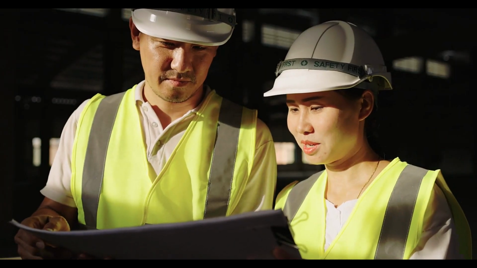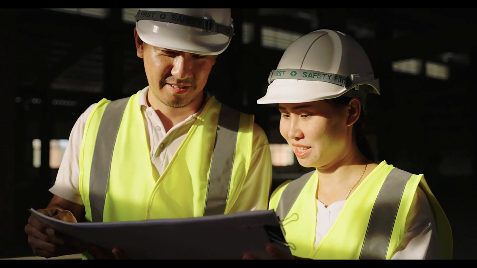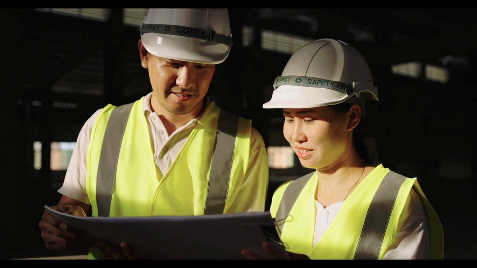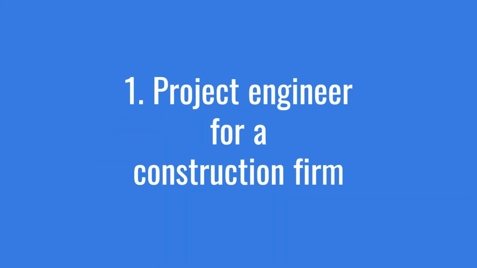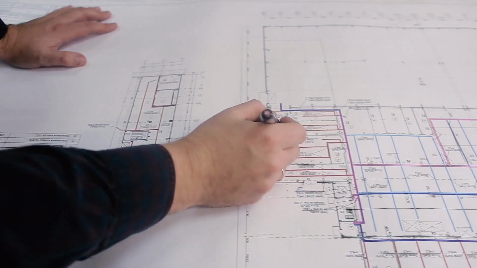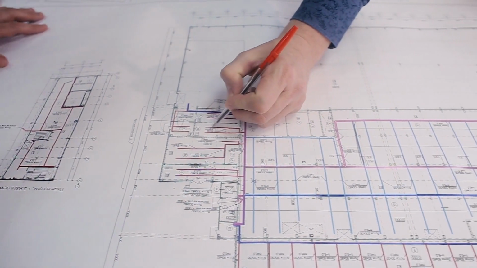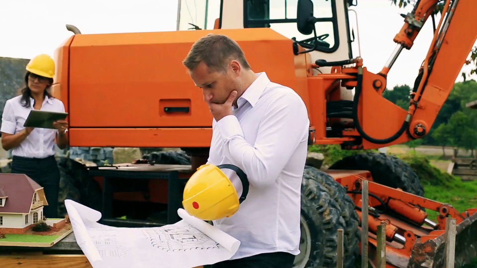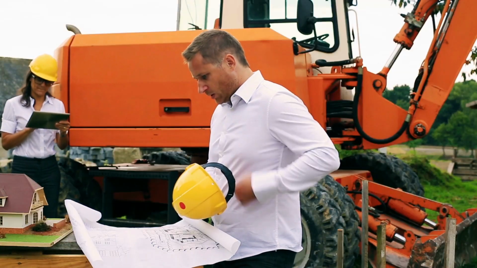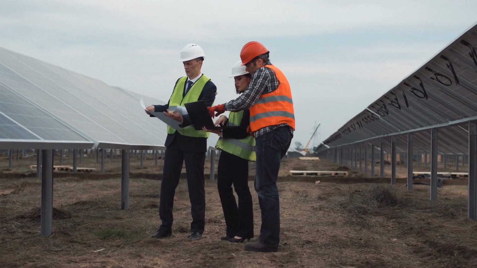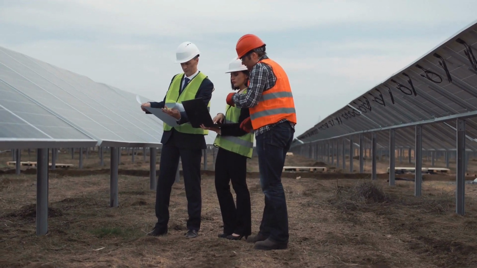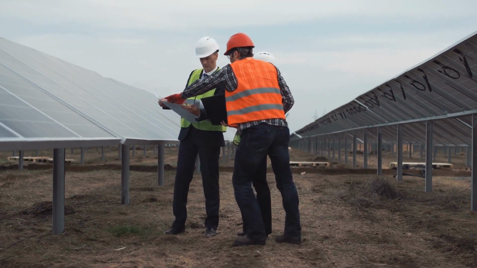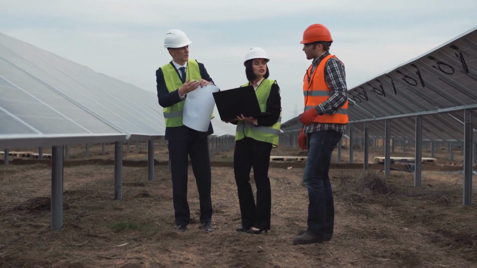If you love to work at construction sites and you are an industrial engineer, you should look for these 4 interesting engineering jobs. 1. Project engineer for a construction firm. A project engineer is a professional who is responsible for the planning, execution, and supervision of a construction project. They are responsible for ensuring that the project is completed on time, within budget, and to the required quality standards.